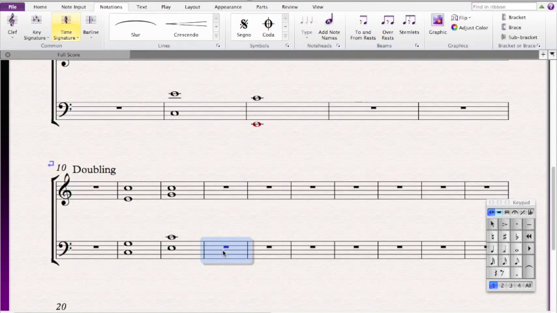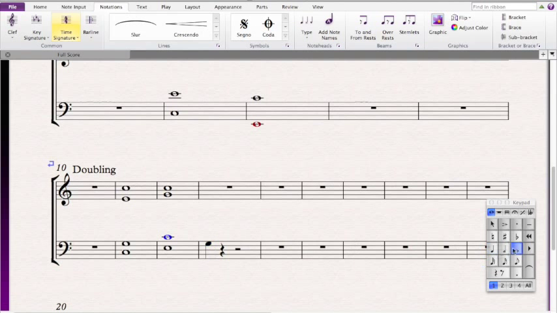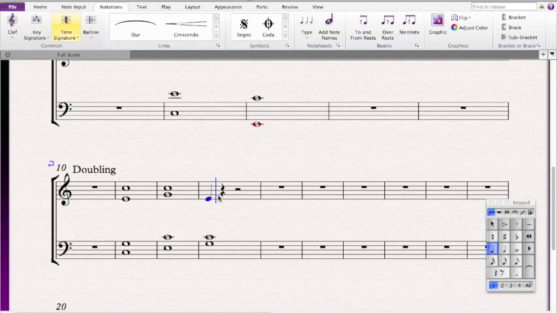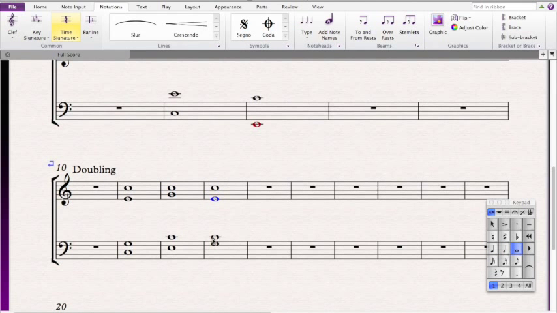Then for a second inversion chord, you want to double the bass again, which turns out to be the fifth this time. And then you just do this. So you double the bass again in this case. So right now I'm letting the soprano voice do that.